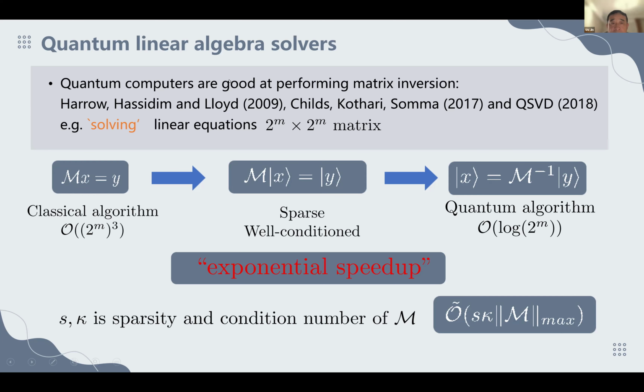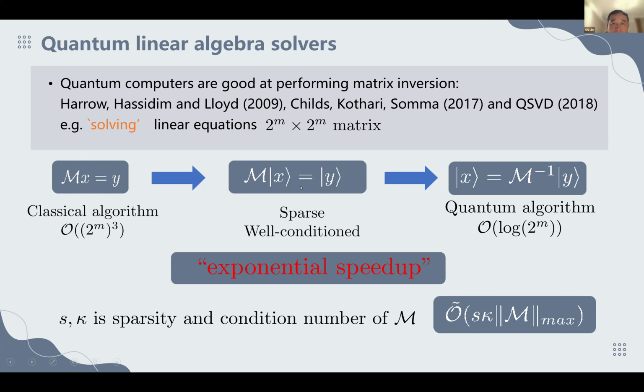Okay. So here, the first milestone in the so-called quantum linear algebra solver is this algorithm developed by Harrow, Hassidim, and Lloyd. It's called the HHL algorithm. And there have been some later improvements more recently. For example, if you want to solve this linear algebra problem Mx equals y, where M is a 2 to the power m by 2 to the power m matrix, then the classical algorithm, for example Gaussian elimination, costs basically the matrix size cubed. Okay, so that's the classical complexity.